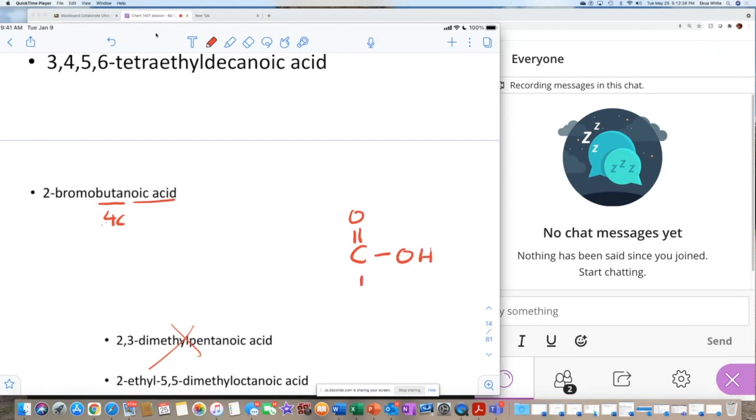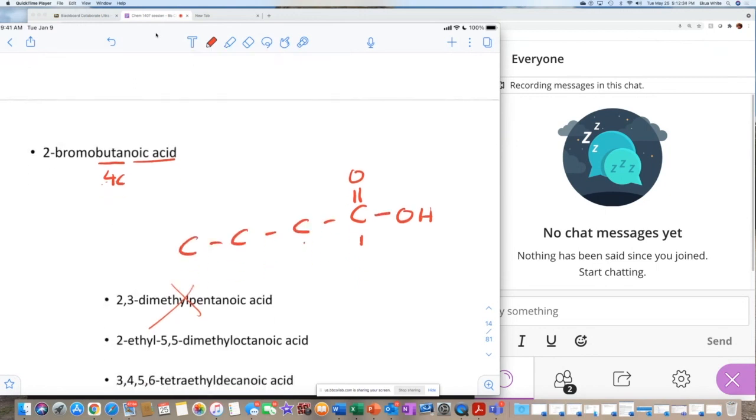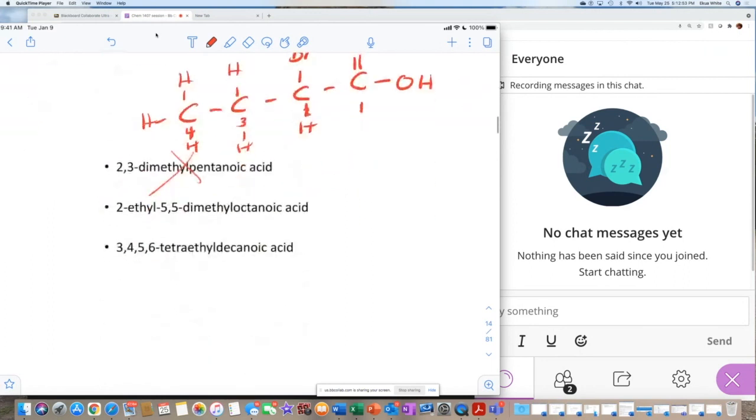Since I need to have 4 carbons total, I'll add 3 more carbons. 1, 2, 3. I'll deal with that whenever I'm done. So this makes a total of 4, right? Okay. On the second carbon, this one here, I need a bromine. Okay? And then fill the rest of it with hydrogen. So I put a hydrogen here, a hydrogen here, a hydrogen here, a hydrogen here, and a hydrogen here. Okay? Now I have to deal with this thing.